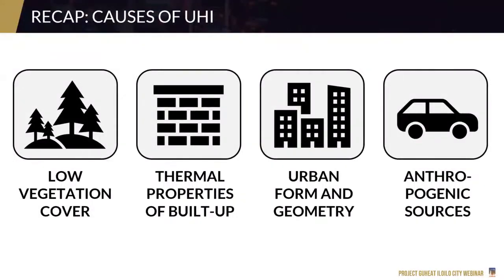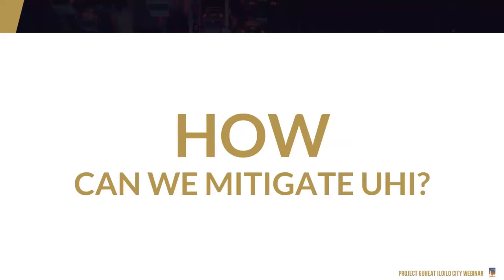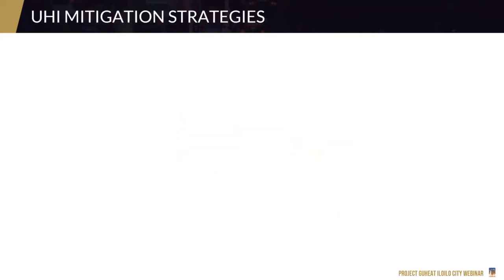So recap tayo sa causes ng UHI. We have low vegetation cover, thermal properties of built-up, urban form and geometry, and anthropogenic sources. So para ma-mitigate natin yung urban heat islands, we need to address each of these 4 causes. So how can we mitigate UHI? So we have listed 6 UHI mitigation strategies.